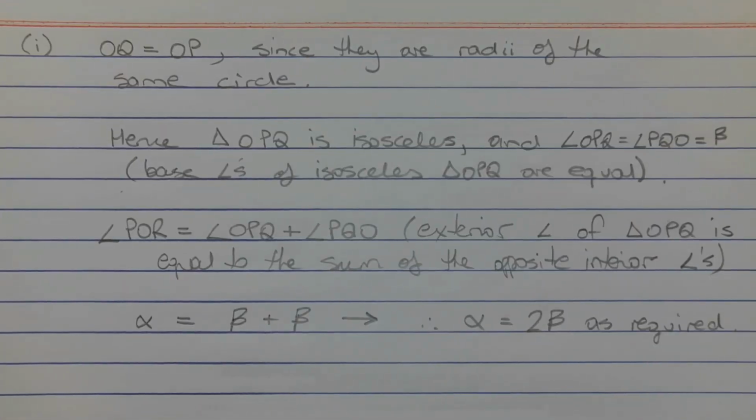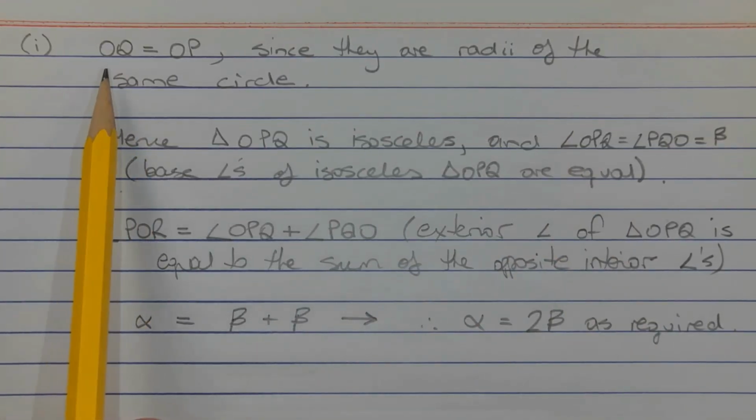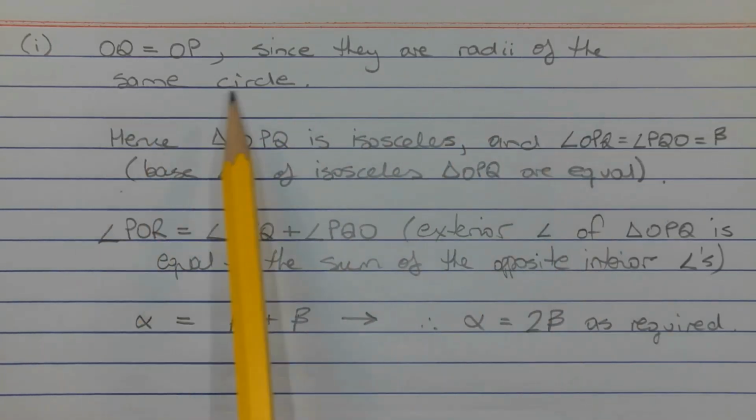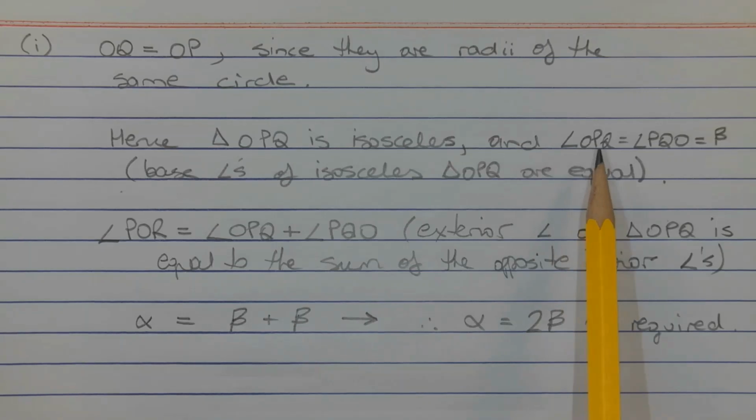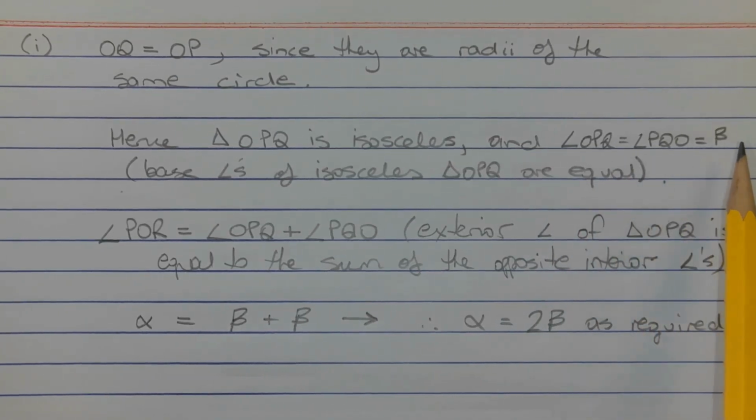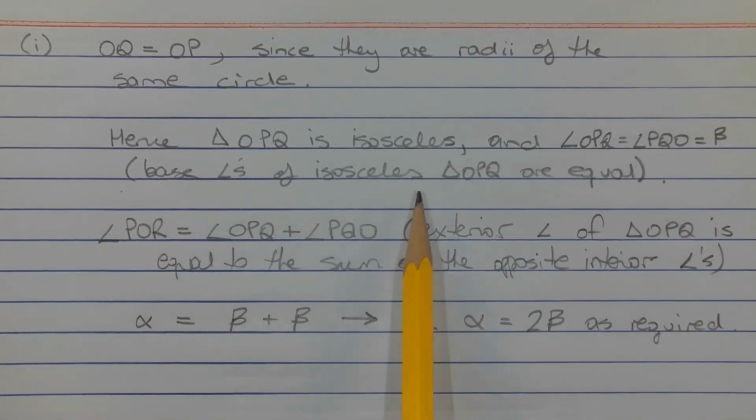So looking at the proof, and it's written up here, OQ is equal to OP, since they are radii of the same circle, hence triangle OPQ is isosceles, and angle OPQ is equal to angle PQO, which is equal to beta, since base angles of the isosceles triangle OPQ are equal. Now angle POR is equal to angle OPQ plus angle PQO. And that's the exterior angle of triangle OPQ is equal to the sum of the opposite interior angles. So alpha is equal to beta plus beta. Therefore, alpha is equal to 2 beta as required.